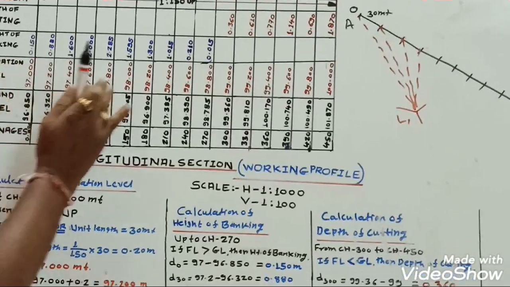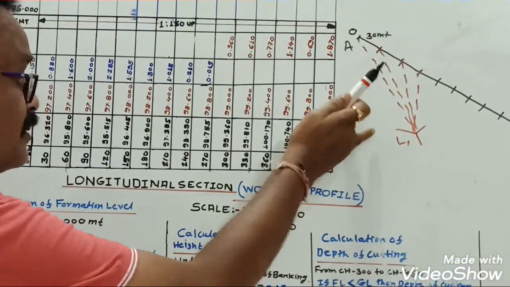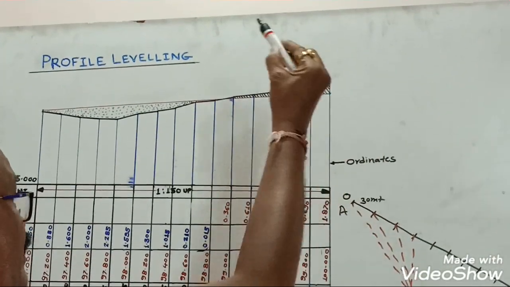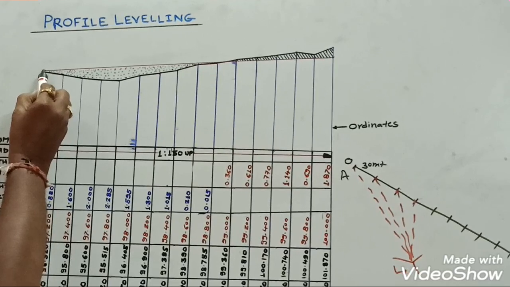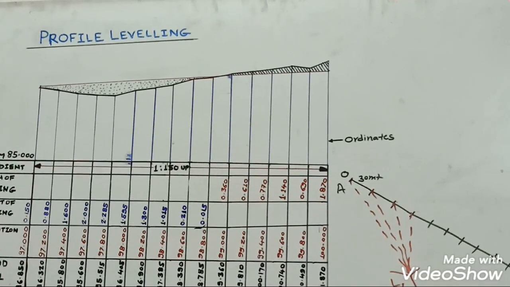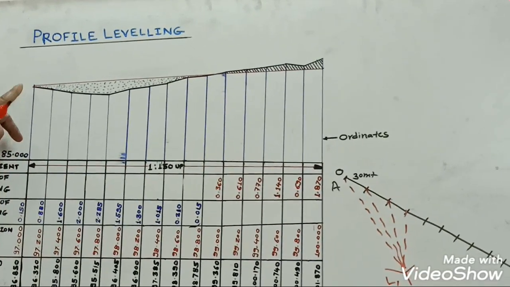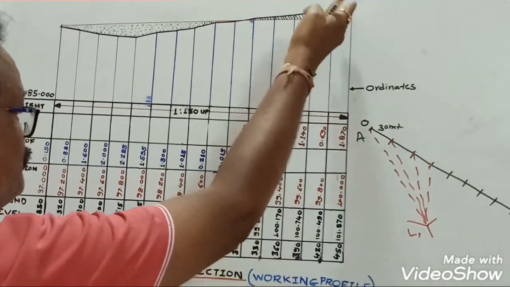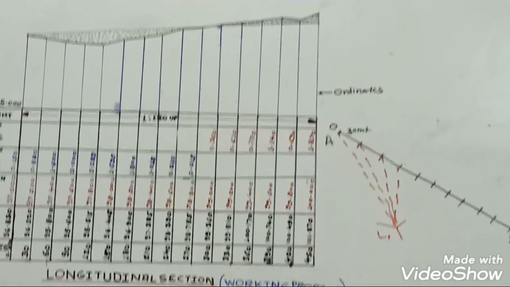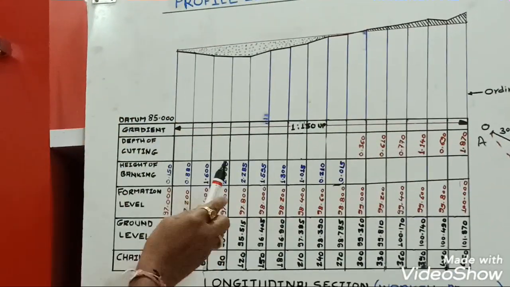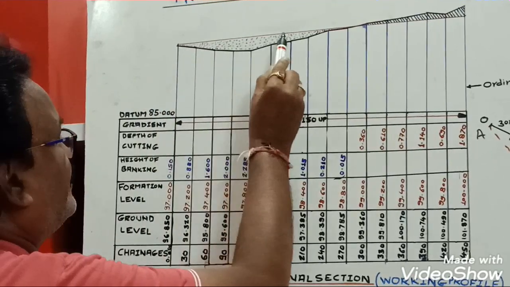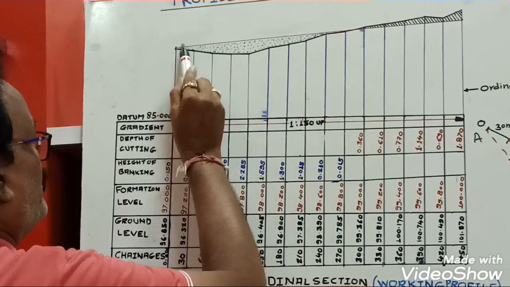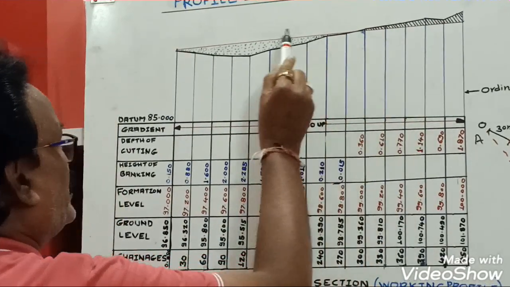Once the formation level of the last point is obtained, then mark the point of 100 of formation level, and here the point of 97. Just 97 minus 85 means 12 centimeter, and 100 minus 85 is equal to 15 centimeter. Now it is to be joined with the red line, which shows the formation level. This is the formation line, which is generally shown in red ink.